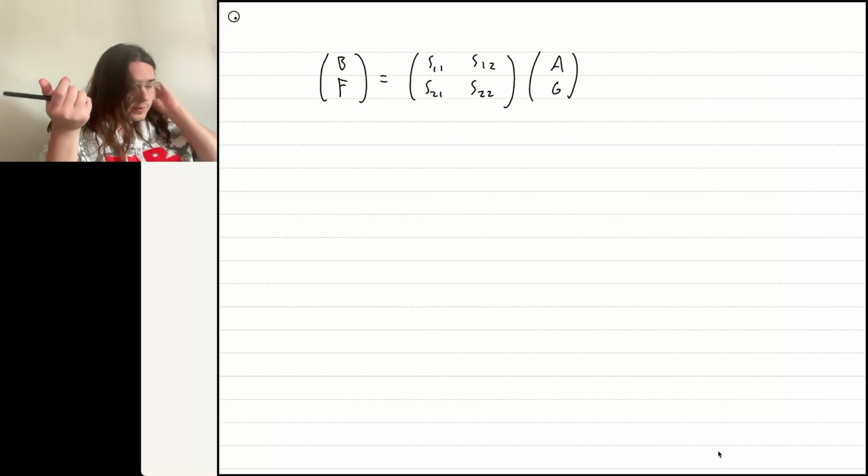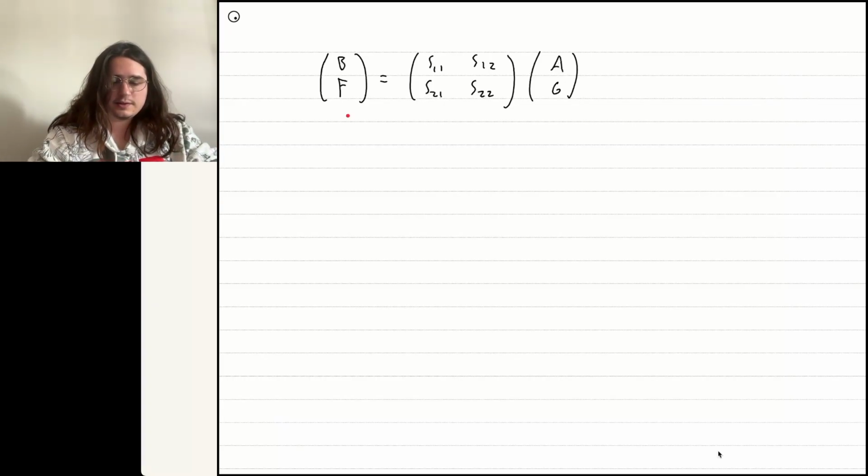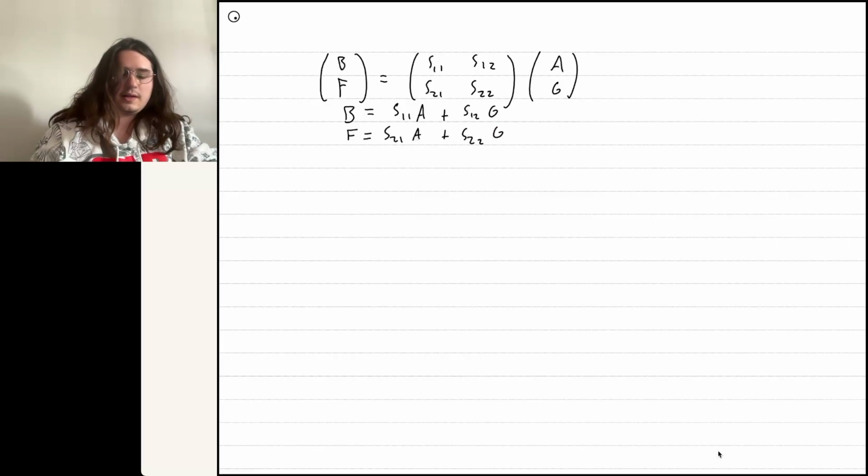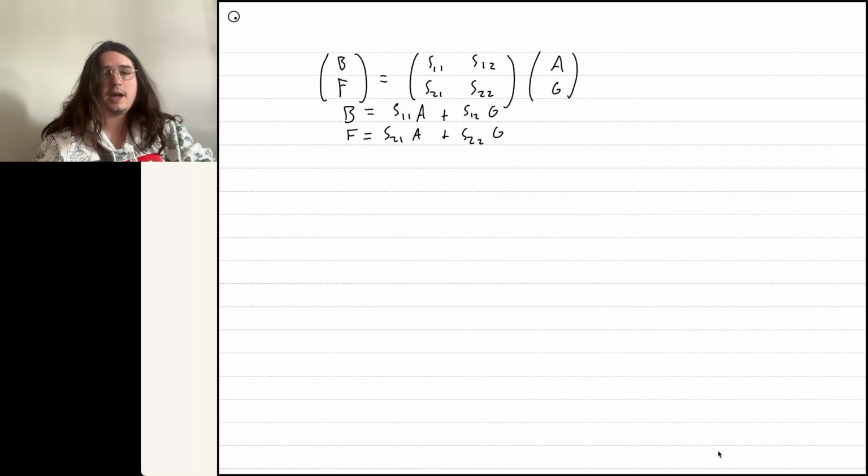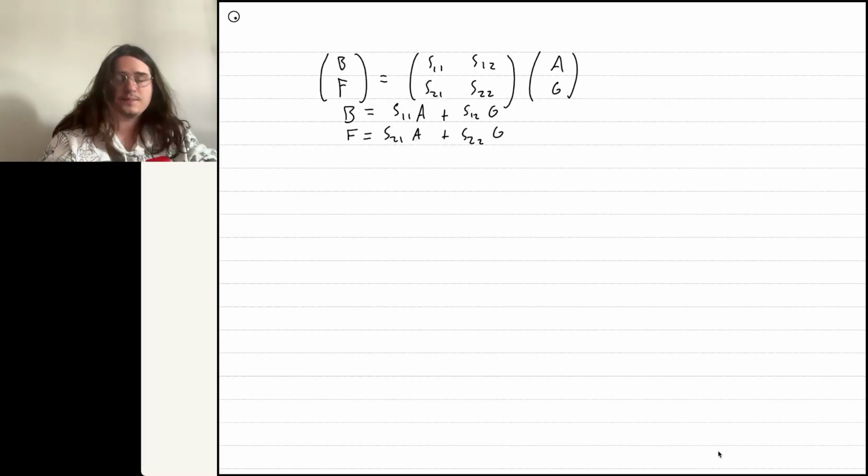The idea is that if you can get your equations down to the form, and I'm just going to do the matrix multiplication here, B equals S11 times A plus S12 times G, and F equals S21 times A plus S22 times G, then you can construct a scattering amplitude matrix, and it's going to look nice.